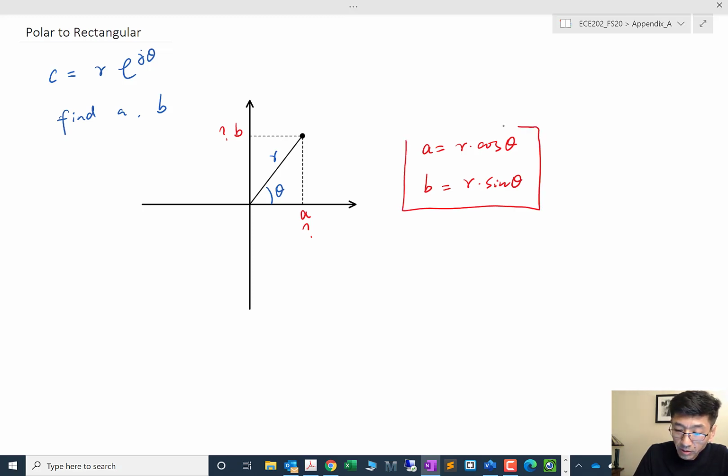Okay, so if we know the rectangular form, getting the polar form is slightly more complicated. So we will start another part of the video to cover that. I'll see you in a moment.